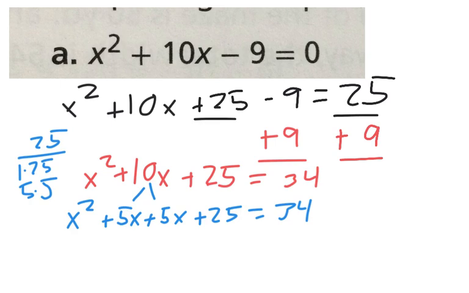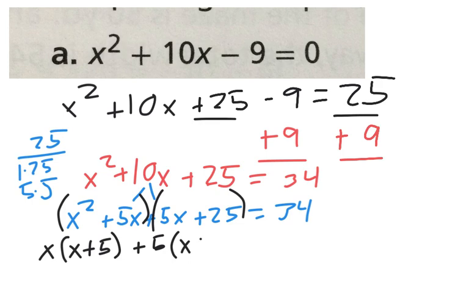Questions on that step? That's my normal factoring step. That's what we went over for 3 weeks. Now I'm going to group. I've got 4 terms, so we group. The GCF of the first 2 is x. That leaves me with x plus 5. The GCF of the last 2 is 5. That leaves me with x plus 5.